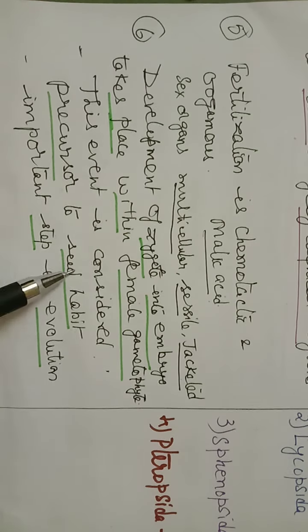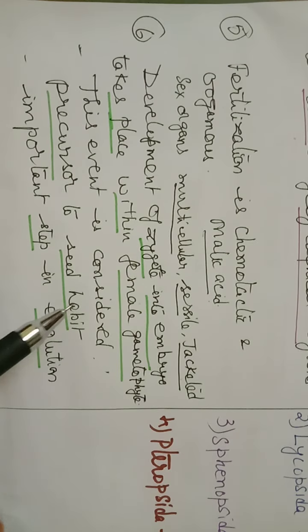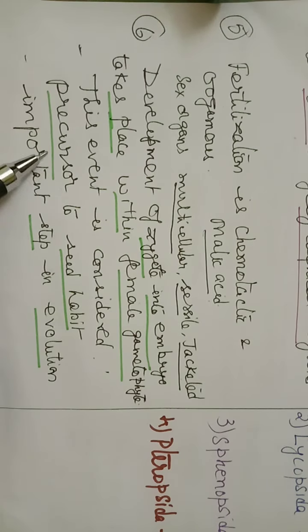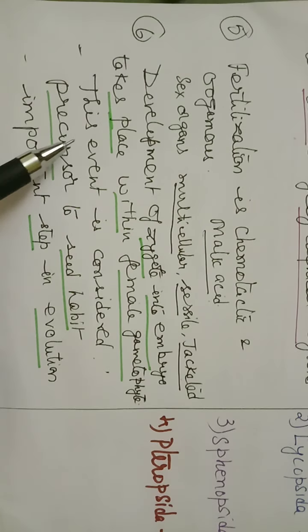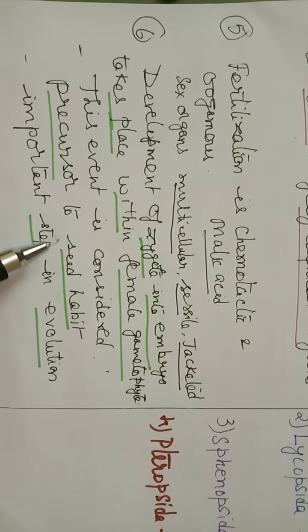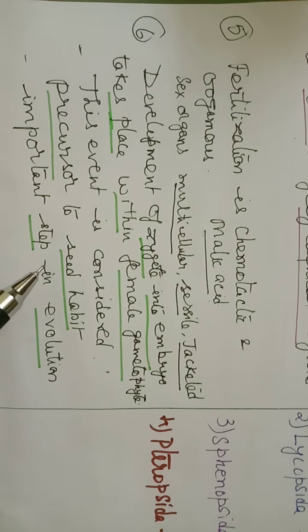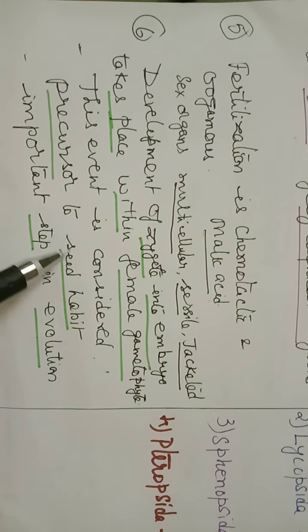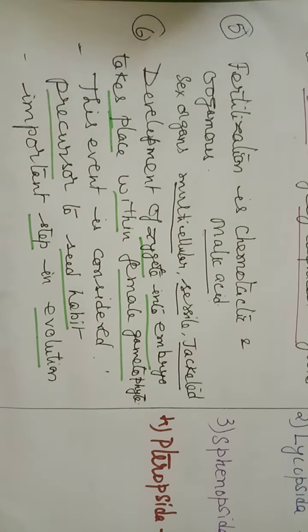Seed habit, that is, formation of seeds, is found in the next group of plants, that is, in gymnosperms. Precursor means it is a primitive character that is required for the seed habit found in the next higher group of plants, gymnosperms. So it is a very important step in evolution. This is a statement given in the textbook. You have to remember it.